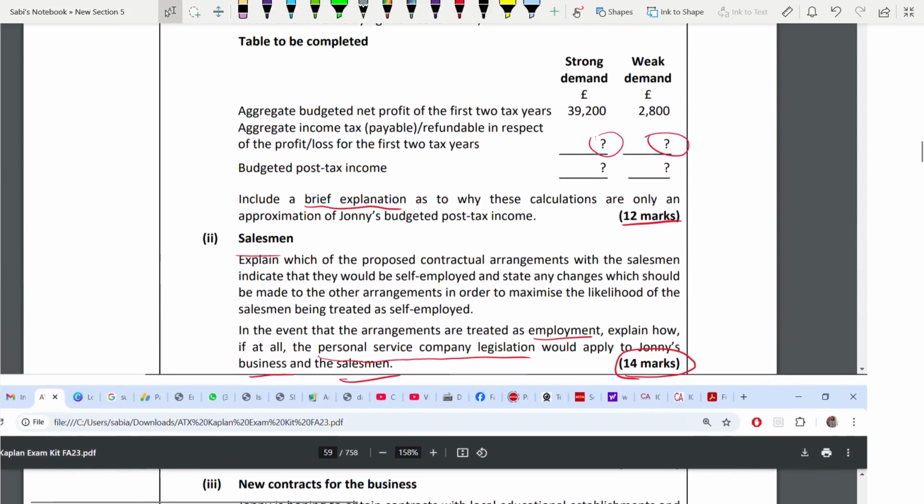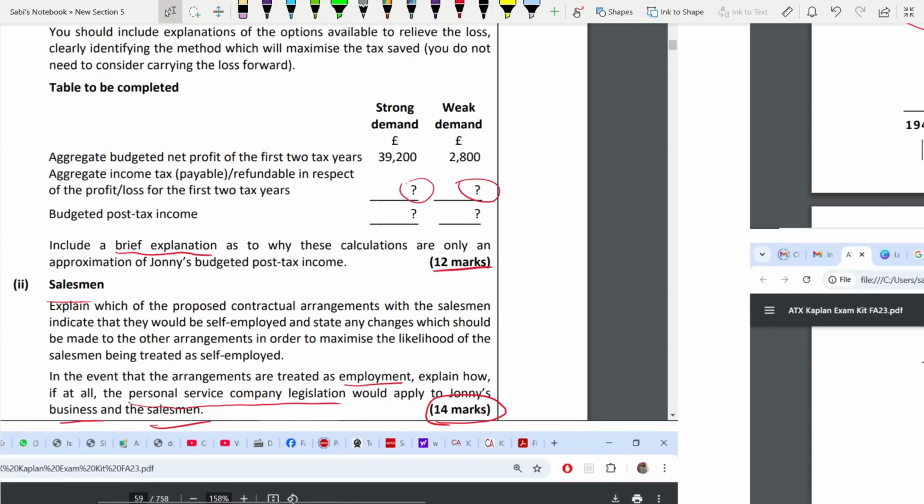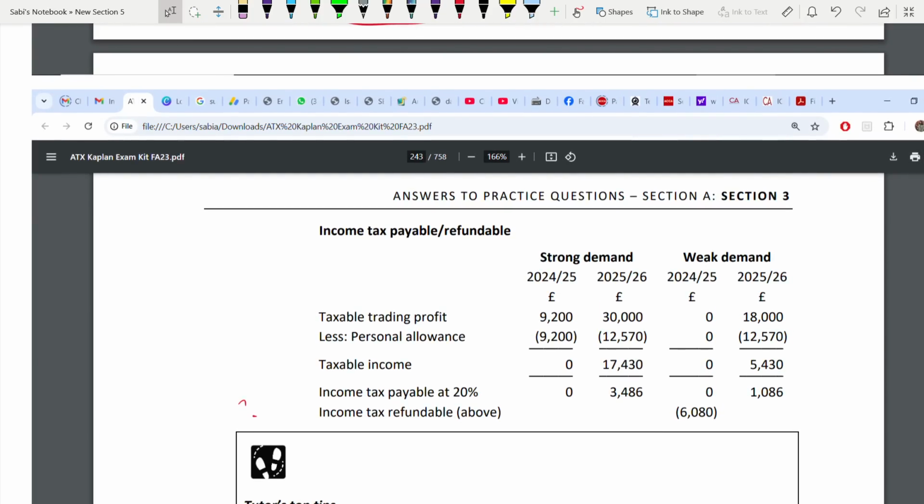They have given you this 39,200, 2,800. They have given you the profit. Now you know the income tax payable or refundable. Deduct it and get your profit, post-tax income. So now remember, these are taxable trading profit. You have to deduct your personal allowance. Because this is 9,200, personal allowance is restricted to 9,200.